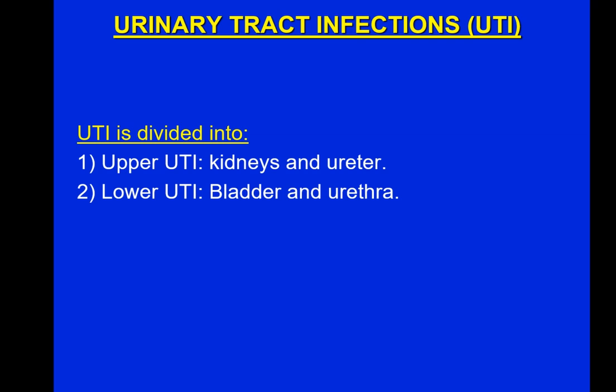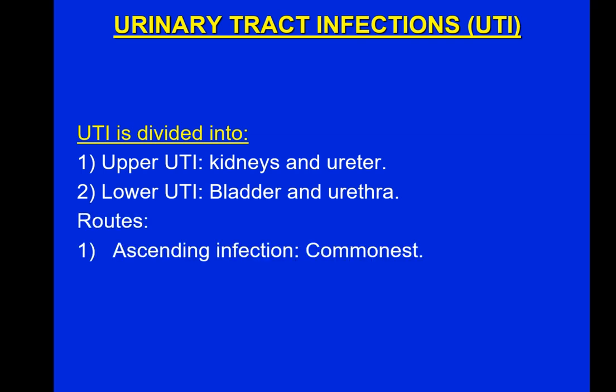Here is the microbial contamination or microbial infection which involves the kidney, ureter, bladder and urethra. If it involves the kidney and ureter, then we call it upper UTI. If it involves the lower portions, that is the bladder or urethra, then we call it lower UTI. So how do we get this infection?